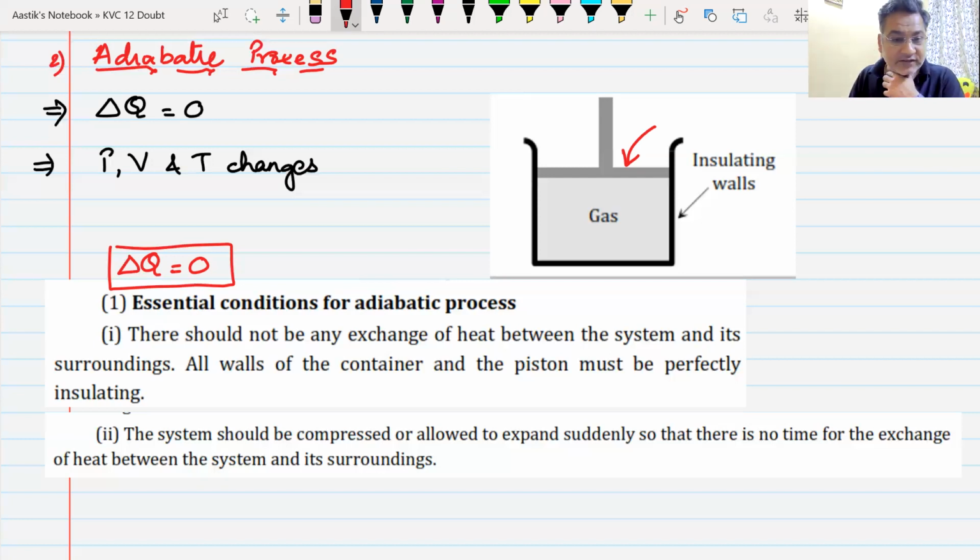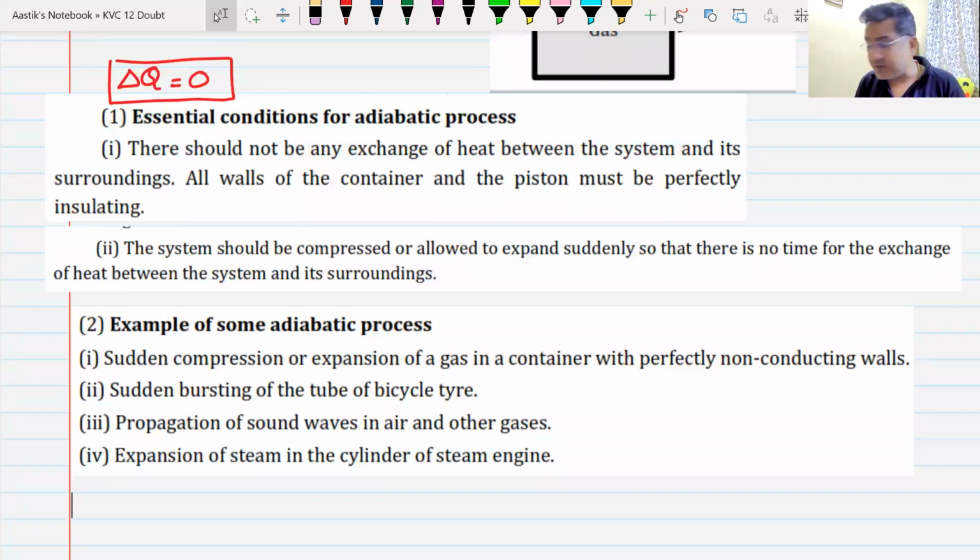What are the examples of this adiabatic process? Anywhere you hear these things, these are examples of perfect ideal adiabatic process. Sudden expansion of gas, non-conducting walls, sudden bursting of tube of a cycle tire. So if there is a question where the cycle tire bursts, that's an adiabatic process. Propagation of sound waves in air. Expansion of steam in a cylinder of steam engine. These are expansions which are adiabatic in nature.